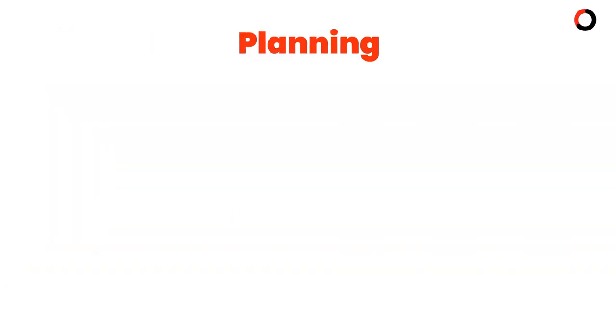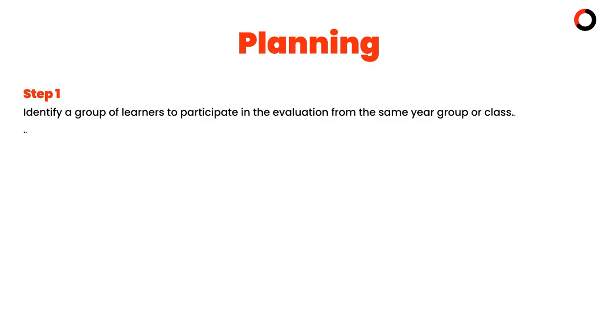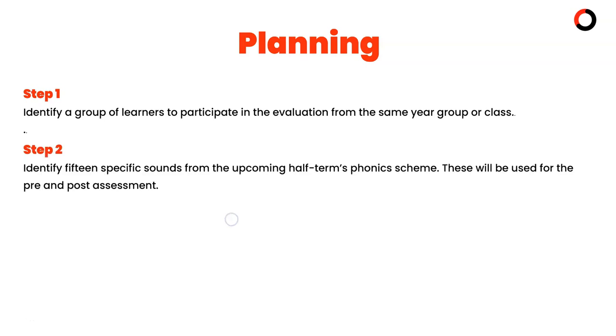So let's look at the setup from a step-by-step approach. Step 1, identify a group of target learners to participate in the evaluation from the same year group or class. Step 2, identify 15 specific sounds from the upcoming half-term's phonics scheme. These will be used for a pre- and post-assessment.